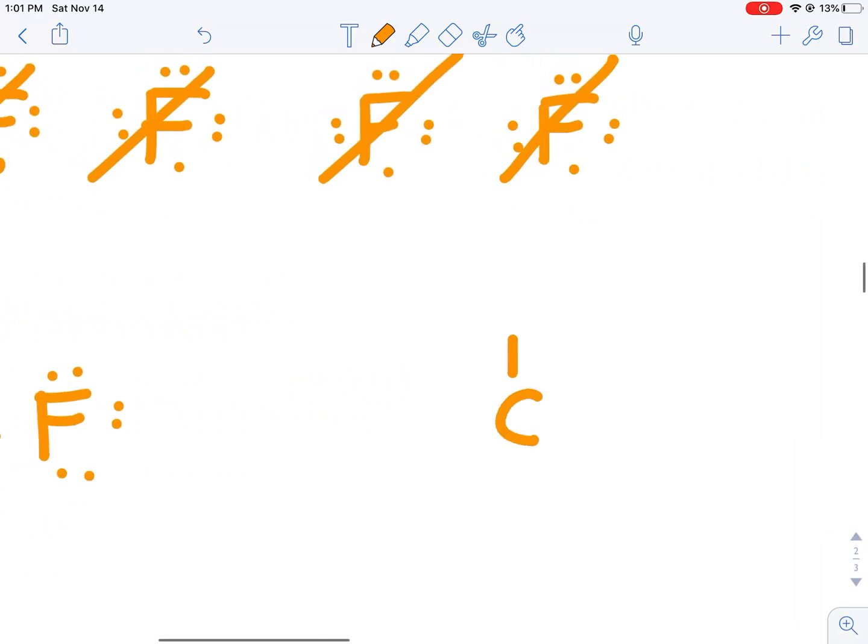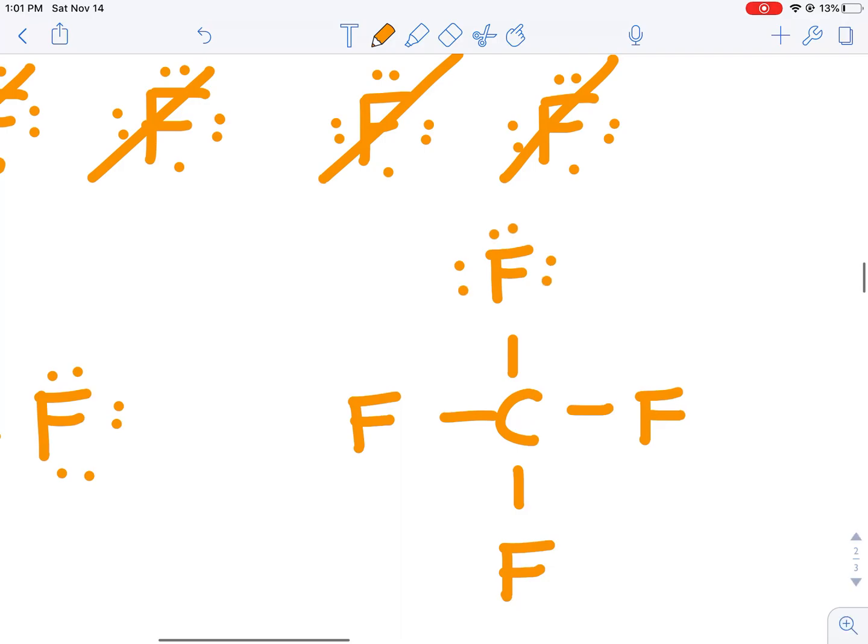Another way you could choose to write this is with those dashes coming off the carbon. You still need to draw all the other remaining valence electrons around the fluorine atoms, but you can certainly change those 2 dots into a dash.